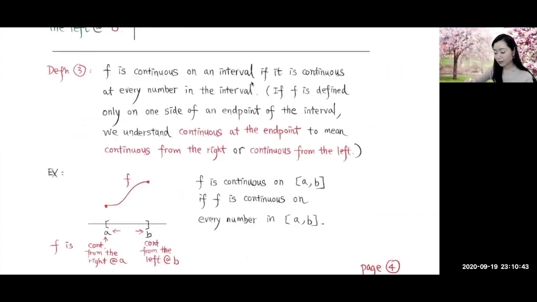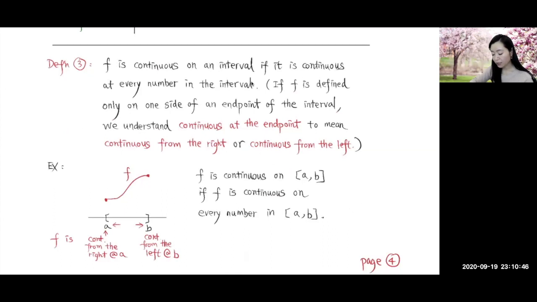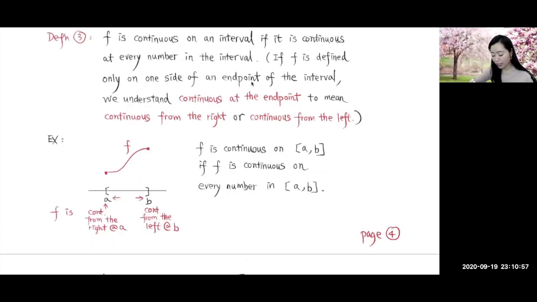Another definition: the function is continuous on an interval if it is continuous at every number in the interval. So if f is defined only on one side of an endpoint of the interval, we understand continuous at the endpoint means continuous from the right or continuous from the left. Say over here, the function is continuous on this closed interval a to b. If f is continuous on every number in this closed interval a to b, at this endpoint, the function is continuous from the right at this a and continuous from the left at this b.